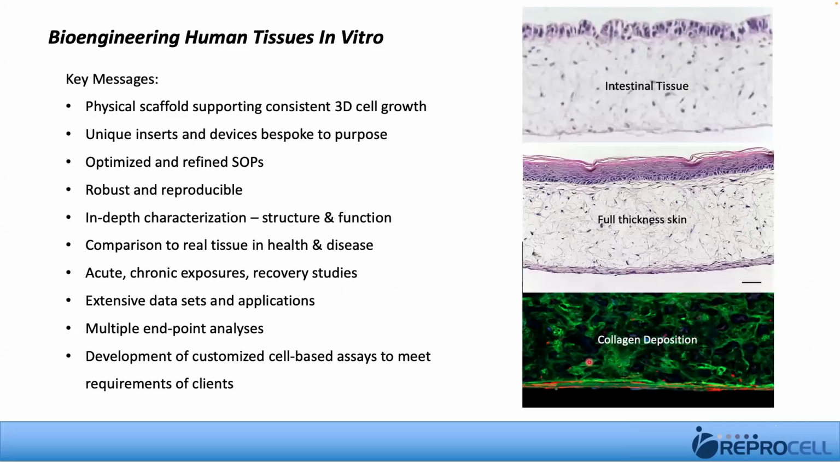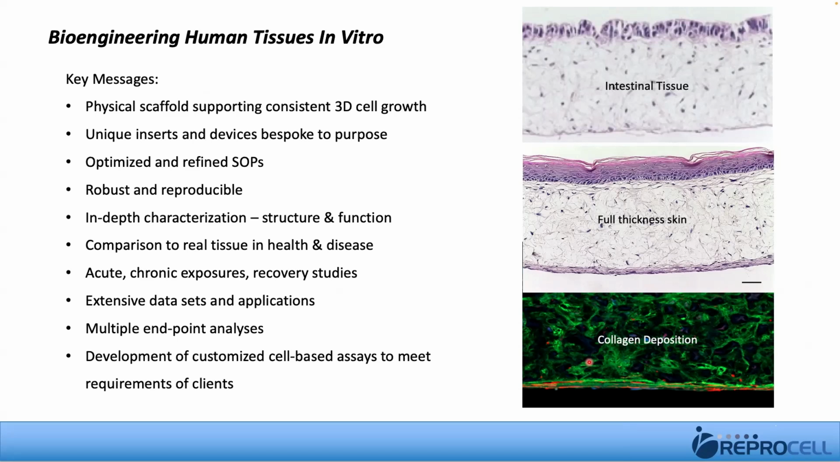Okay, so final slide, key messages. Bioengineering human tissues in vitro. So we've introduced some models, some examples. So the key messages are that these models are built on a physical support, this Alvetex membrane I introduced to you. We also build and design our own bespoke plasticware to go with this. Each of these models is refined and has an optimized standard operating procedure behind it. They're robust and reproducible. There are published papers, and their in-depth characterization is, as I've shown you, again, real tissue versus the model, and also in disease circumstances.